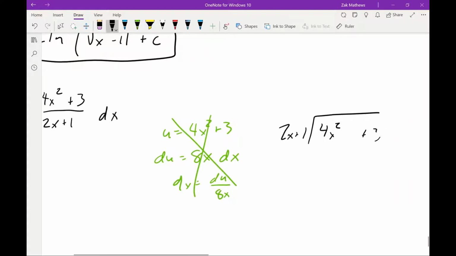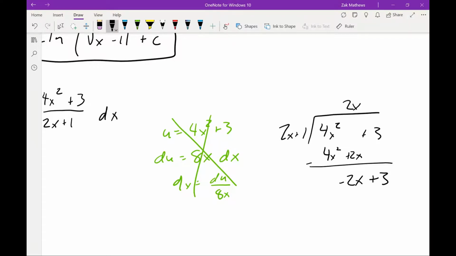We need to use long division because it's not a coefficient of 1 on the x of the divisor. If I take my 4x squared and divide it by 2x, that would be a 2x. 2x times 2x gives 4x squared, and then we have 2x times 1, which would be 2x. Now I'm going to subtract, so we have a negative 2x. The 3 comes straight down.